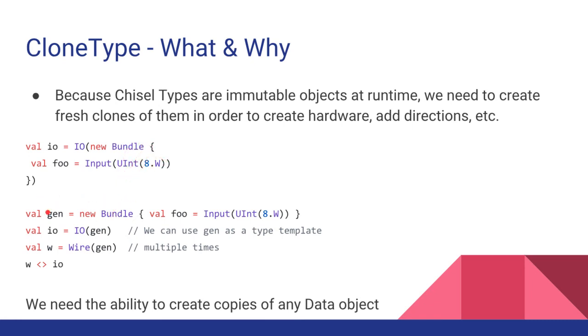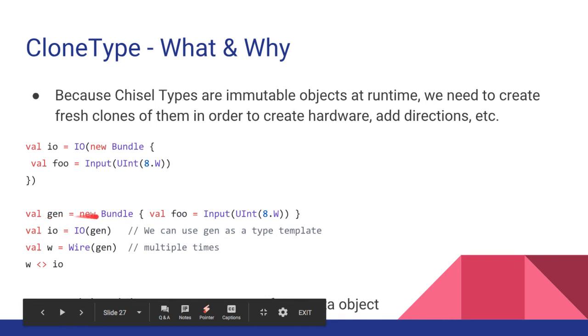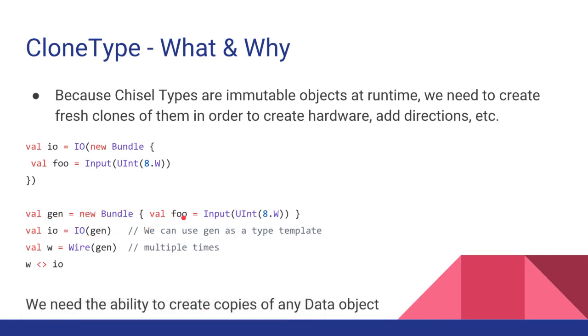So let's hop down here, actually. If I write val gen = new Bundle with val foo = Input(UInt(8.W)), I have an object here that is an instance of this bundle. This bundle has a field called foo. That field foo is the abstract notion of an 8-bit UInt that has the input direction. Okay, that's what gen is. But I can't mutate this object, because what if I pass gen to IO? This constructs IO as a new object. It's not the same object as gen.